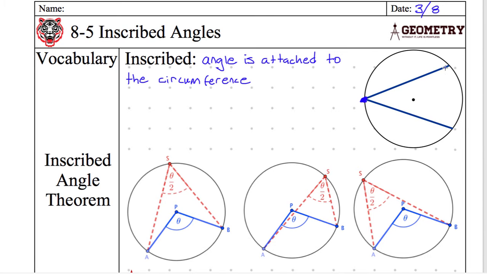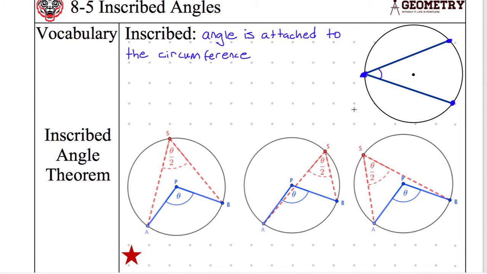But notice that there are 3 points. All of those 3 points are on the circumference of the circle. This angle, instead of being a central angle, is now, so the central angle would have been right here, no longer a central angle, it's an inscribed angle. That's what we're talking about today. Make an inscribed angle.